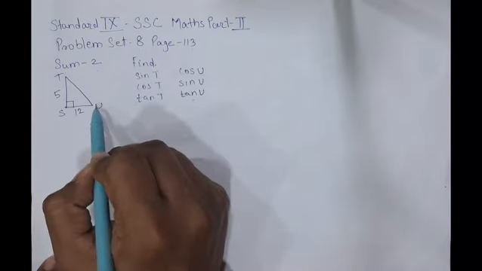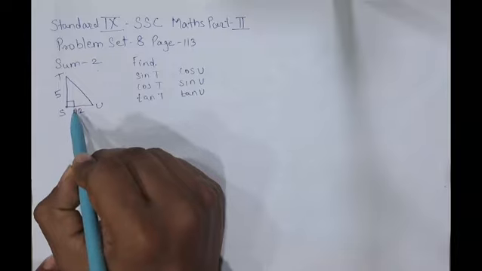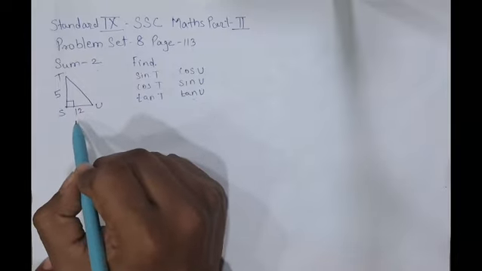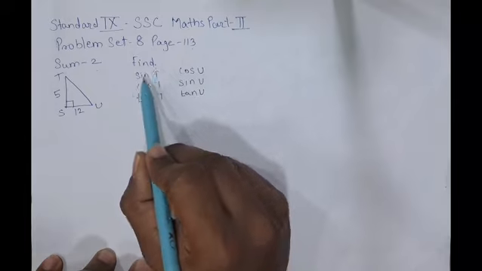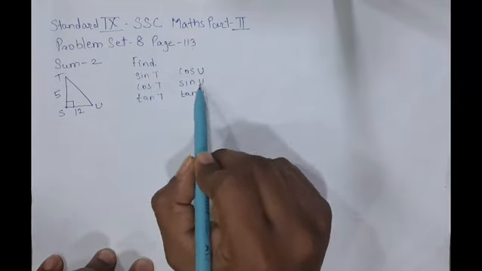They give us a right angle triangle PSU, where S is 90 degrees, PS is 5 and SU is 12. And they have asked us to find sin t, cos t, tan t, and cos u, sin u, tan u.